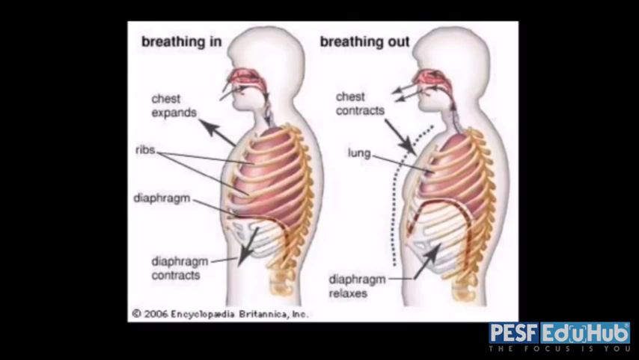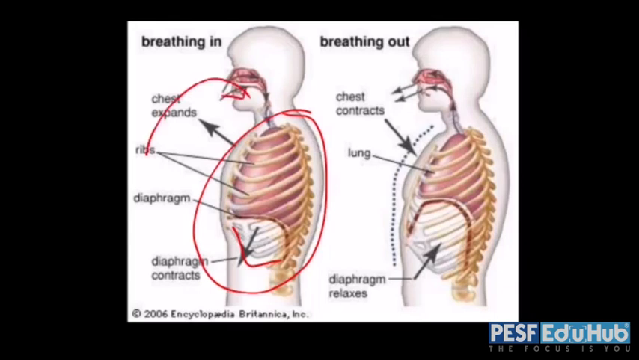See here, the breathing in and breathing out. During breathing in, the diaphragm moves downwards and the intercostal muscles contract. Both the diaphragm and intercostal muscles contract, so the volume of the thoracic cavity increases. When volume increases, pressure decreases. When pressure decreases, air rushes into the lungs.